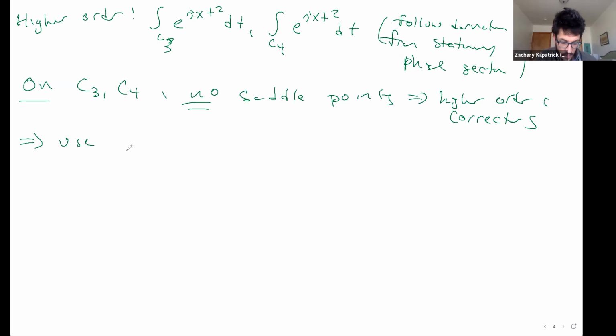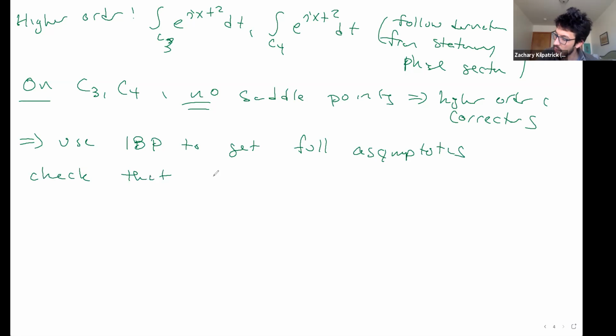Now, if you want to go further, you can use integration by parts to get the full asymptotics, right? And you can expand your amplitude out. You can expand the series in your exponential argument out, okay? And check that they are higher order, okay?